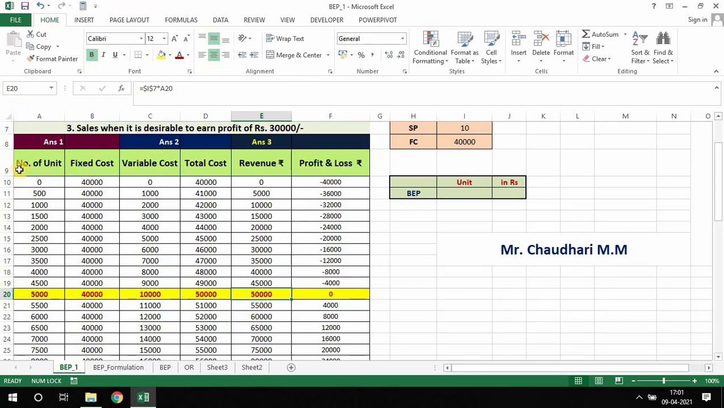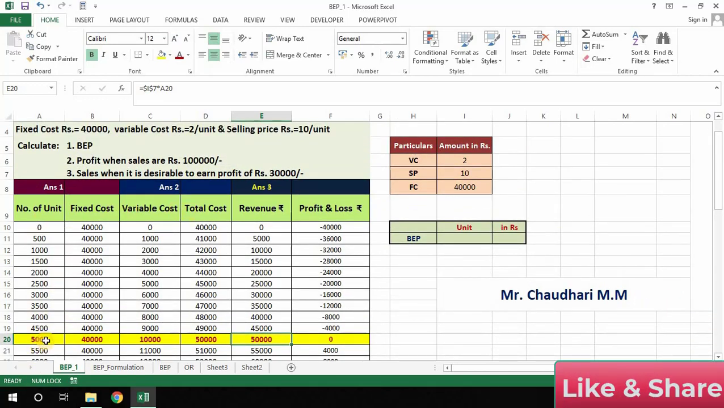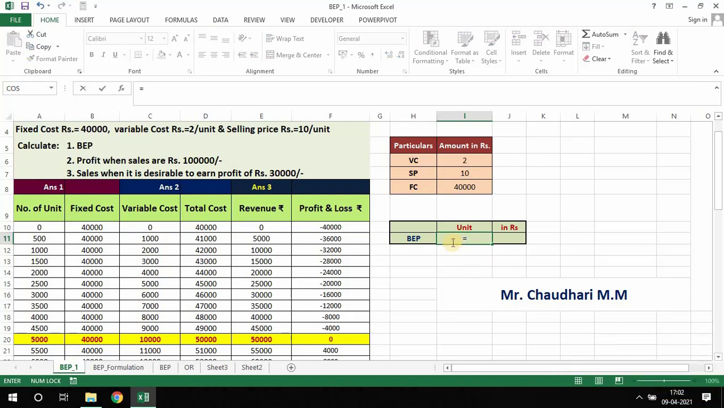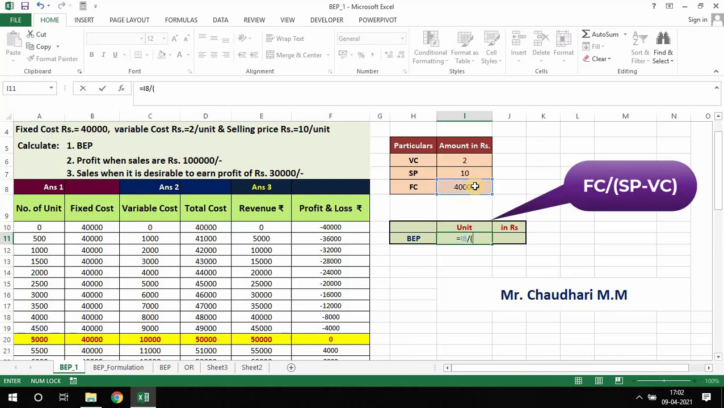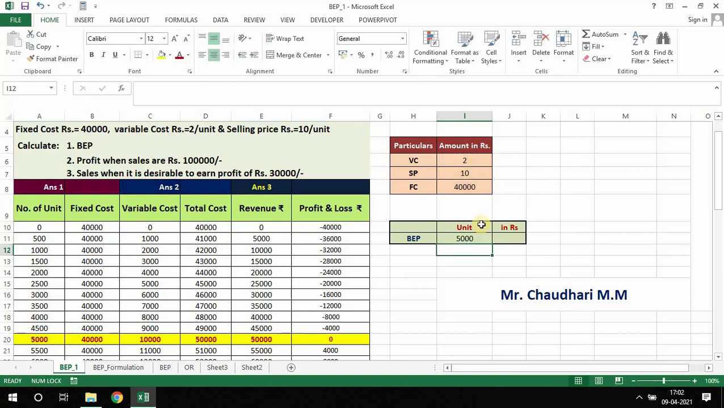And how many units are produced? 5,000. So let's check by using a formula. It is equal to the fixed cost divided by the margin of contribution. The margin of contribution means the selling price minus the variable cost. The value is 5,000 in terms of units. So see here, the break-even point in terms of units is 5,000.